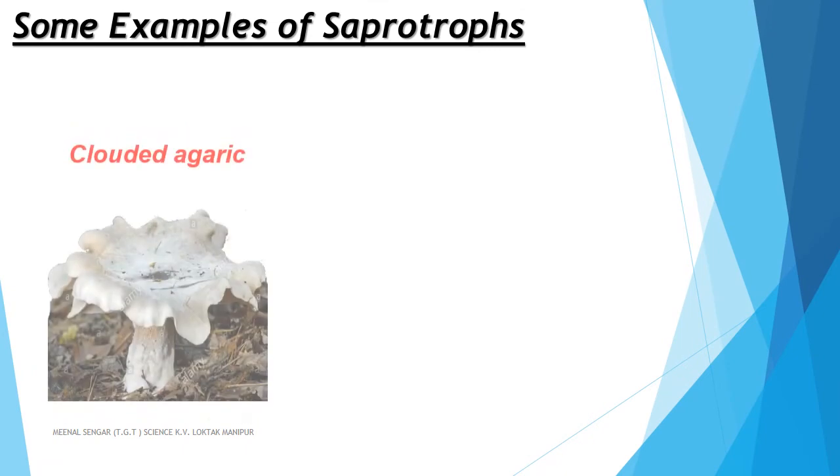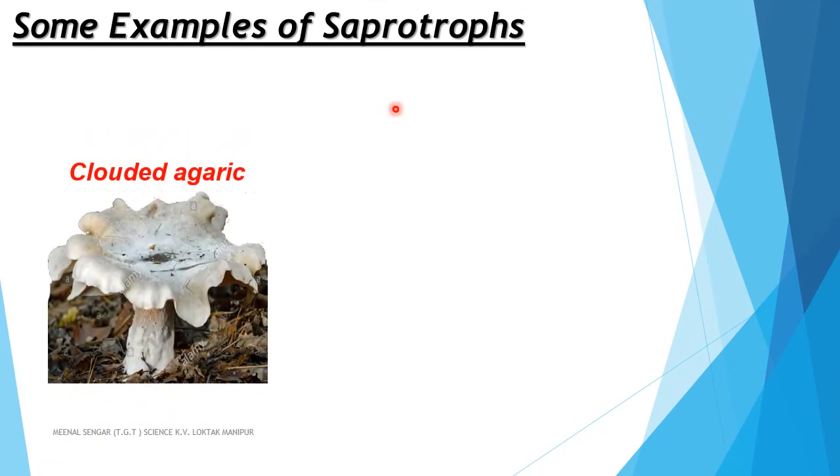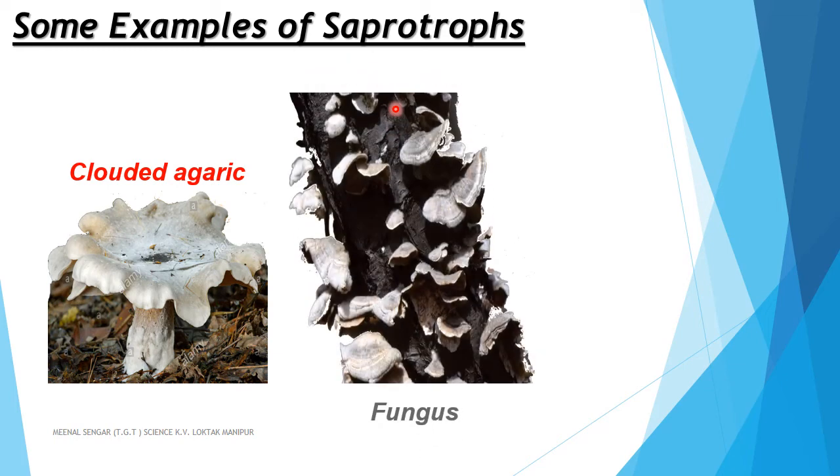Examples of saprotrophs are this clouded agaric. This is a type of mushroom which you commonly eat. Some mushrooms are poisonous in nature as well because they possess toxic enzymes, so we can't consume that type of mushroom. This is fungus. This structure is commonly seen by all of us on plants, especially in the rainy season. This fungus is different from the fungus on the bread which we have seen earlier, that is green in color. There are so many varieties of fungus.